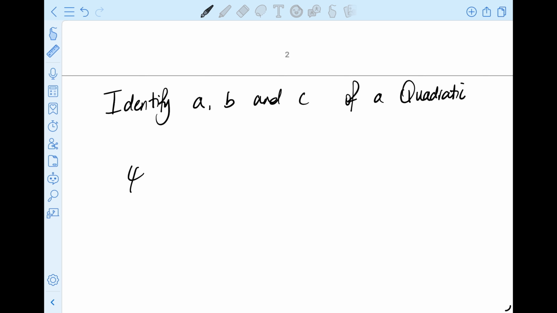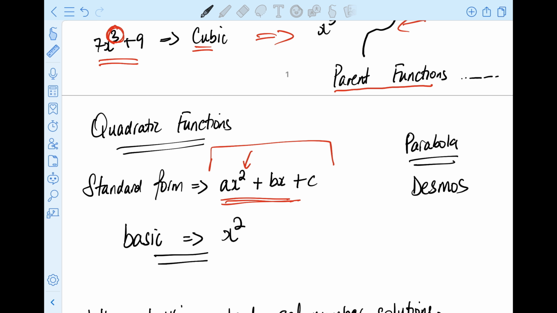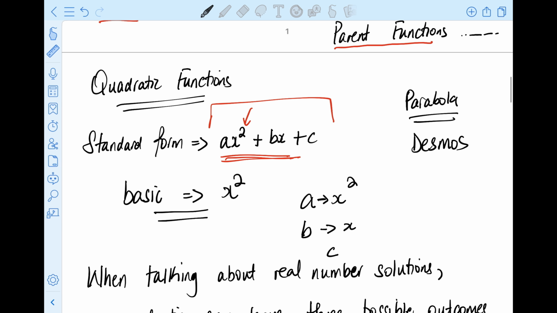So let's look here. 4x squared plus 9x plus 6, right? The trick here is that we must be able to identify a, b, and c. Now remember, let's go back up here. With the standard form of a quadratic, ax squared plus bx plus c, a is the coefficient of the x squared term, b is the coefficient of the x term, and c is the constant, or the coefficient of the x to the power of 0, right? But you could just think about it as the constant, the number that stands alone, okay?